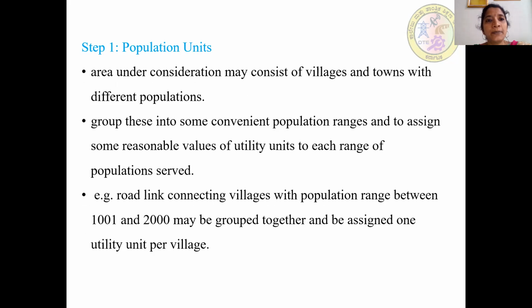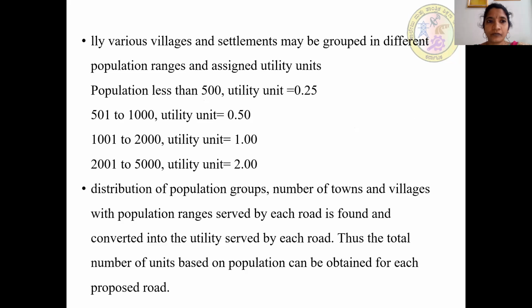Now, coming to steps, first we'll calculate population units. Area under consideration may consist of villages, towns with different population. So we should group the population into different ranges and assign some reasonable value of utility units served for each population range. For example, the population range between 1000 to 2000 may be grouped as 1 unit. Similarly, villages with population ranges can be given different utility units.